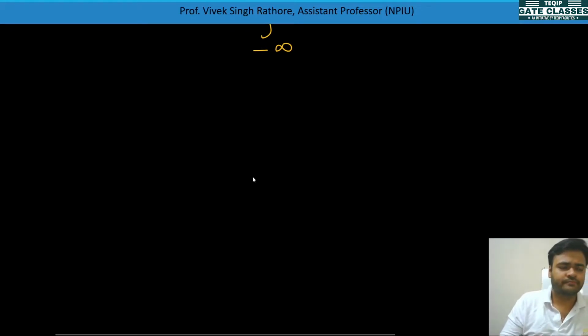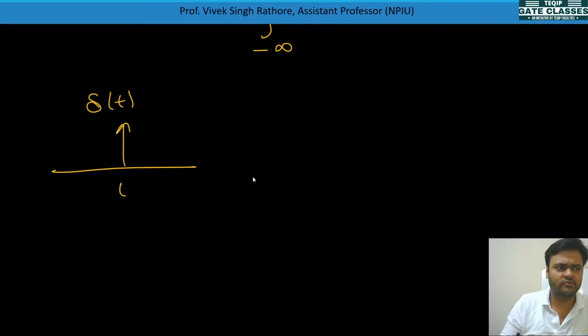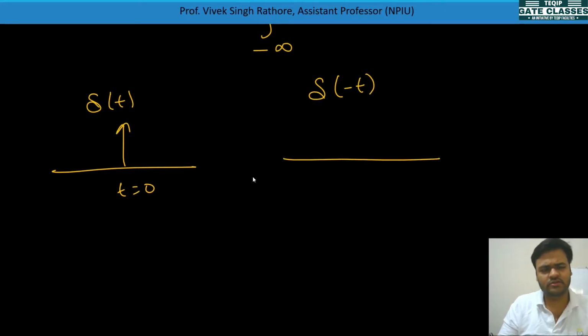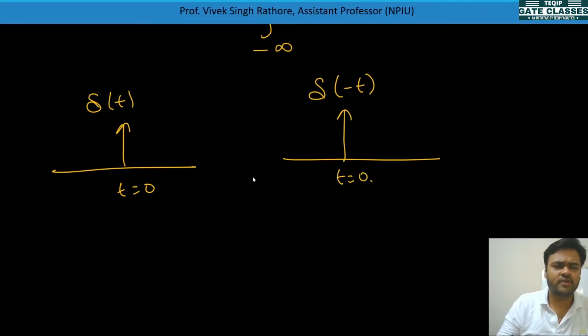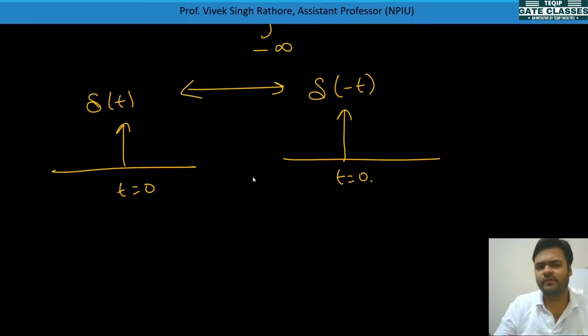Using this property, we can see what the effects of time scaling and time reversal are. First we'll see time reversal. Delta t is like this at t is equal to 0. If you see delta of minus t, you will get the same thing, because the reversal happens at t is equal to 0 only. So there is absolutely no change when we apply the time reversal property to the unit impulse signal.